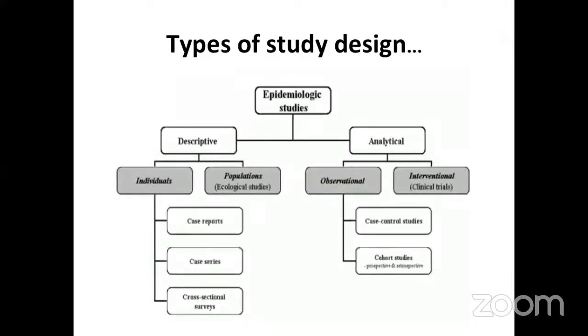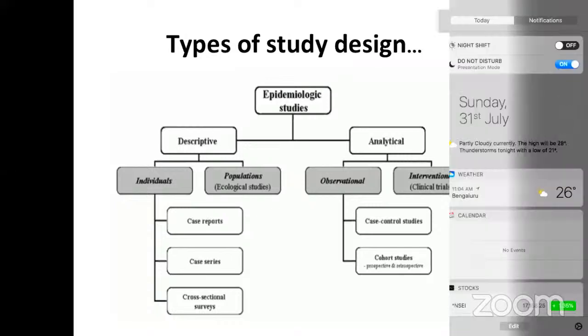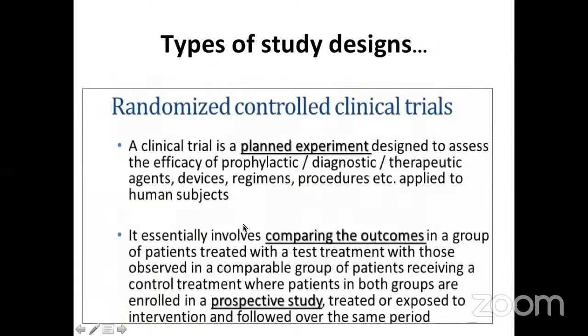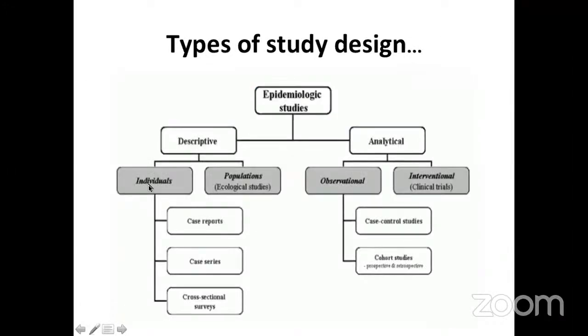Based on that, the epidemiological studies or clinical trials can be classified as descriptive and analytical. When it involves individuals, it can be in the form of case reports, case series, or cross-sectional surveys when more than 20-30 people are involved, or it can be done in a huge population in the form of ecological studies, which generally is not a domain of the anesthesiologist.